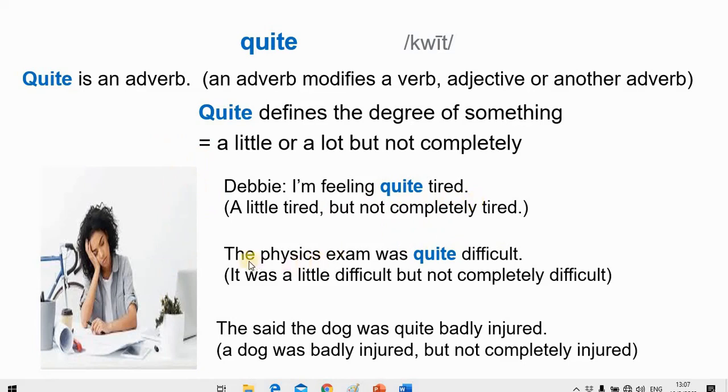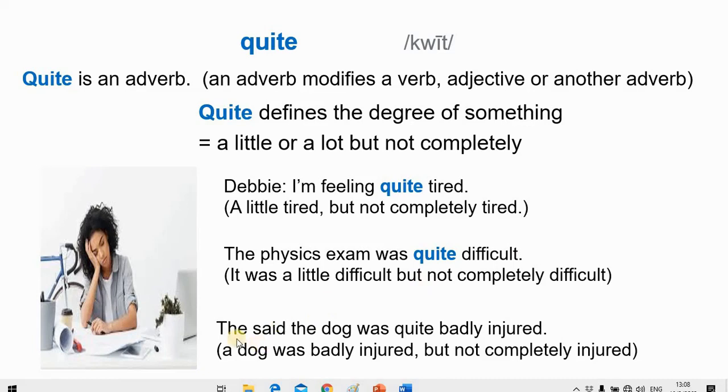Another example. The physics exam was quite difficult. So this means it was a little difficult, but not completely difficult. So there was a slight degree of difficulty, all right? It wasn't easy. It wasn't very difficult, but it was just quite difficult.